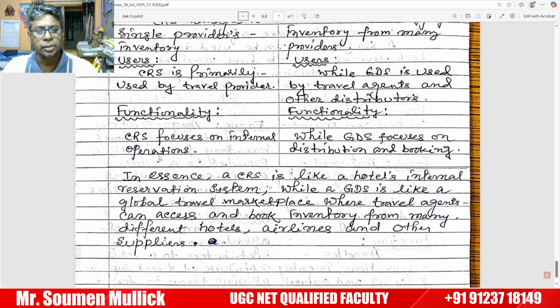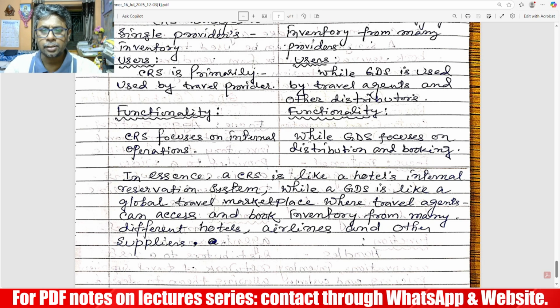Functionality: what is the functionality? CRS focuses on internal operations and GDS focuses on distribution and booking. So in essence, CRS is like a hotel's internal reservation system, while GDS is like a global travel marketplace where a travel agent can access bookable inventory from many different hotels, airlines and other suppliers.